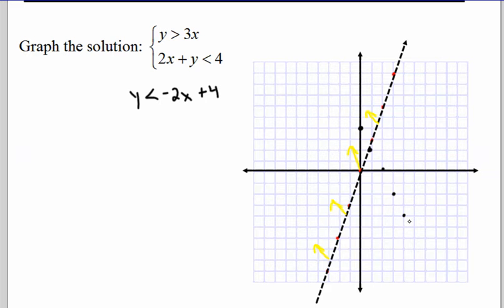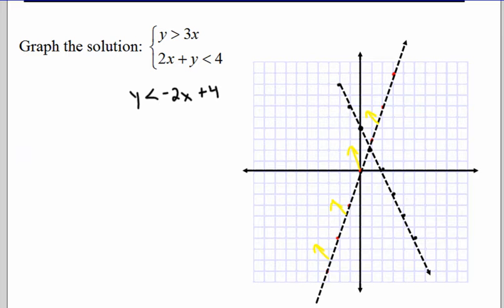Really, down 2 and to the right 1, because I could go up 2 and to the left 1, up 2 and to the left 1. I'd be on the same line. Now, this is an inequality, so again, I'm going to use a dashed line. Not a solid line, but a dashed line.